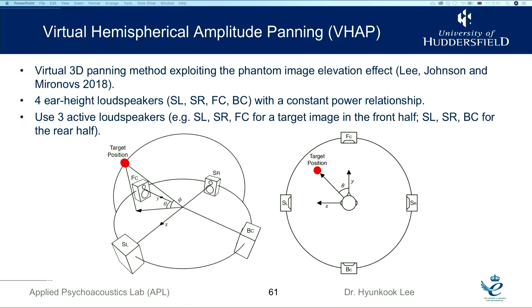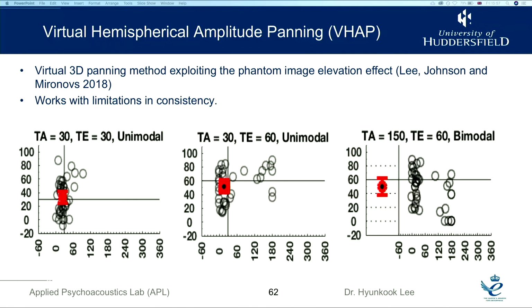Then we did this listening test, and it gives quite promising results. The spread is quite large, but still many people perceive the image around the target position. So when you aim for azimuth 30, elevation 30, it's somewhere around there. This effect is without using the height channels, so it could be useful when you don't have height channels but still want to perceive some kind of elevated image.